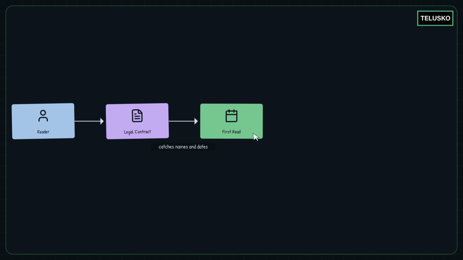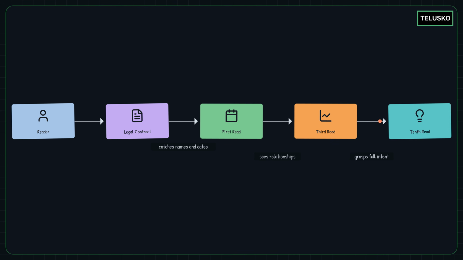Now that we have seen how the feed-forward layer processes each token privately, let us stack those blocks together. Suppose you're reading a thick legal contract for the first time. You just catch names and dates on the first pass. By the third read, you see who owes what to whom. And by the 10th read, you understand the whole intent of the agreement. Nothing is assigned to a particular read, you simply carry more understanding each time.